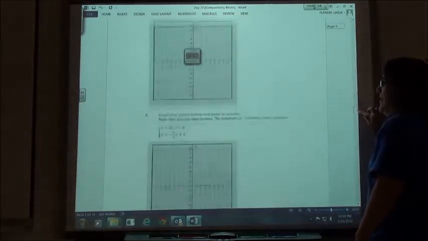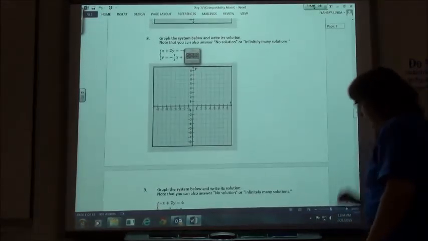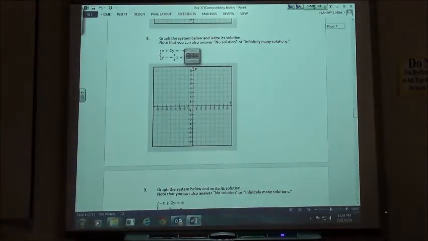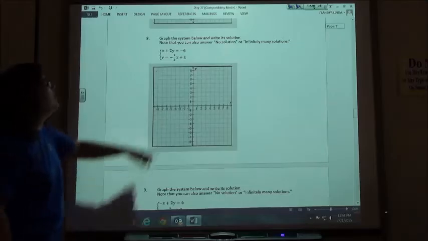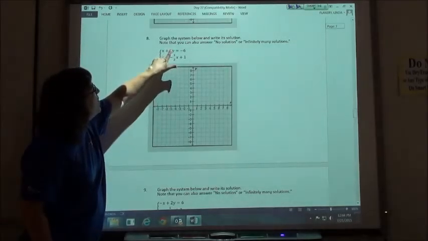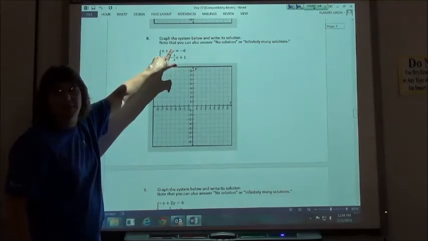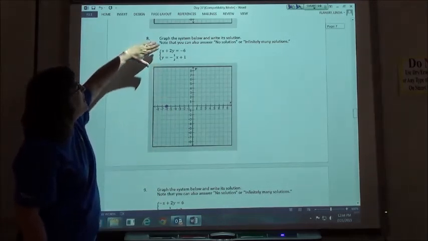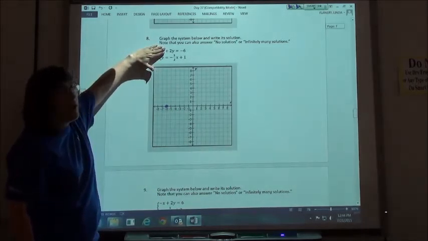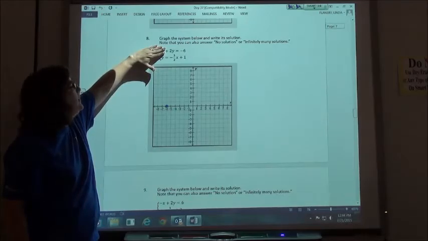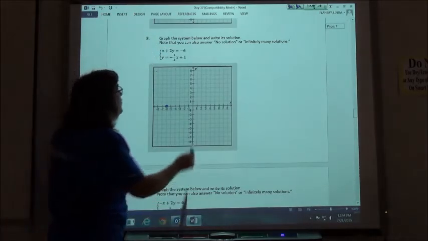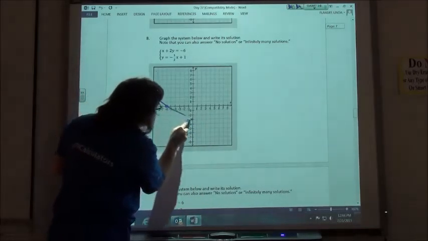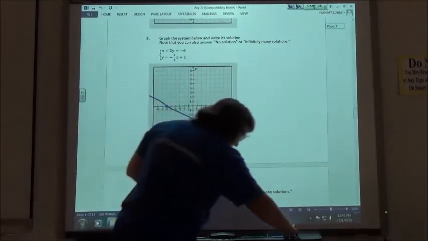Number 8. Then we have x plus 2y equals -6. So if we find our x-intercept, putting 0 in for y, x equals -6. And if I find my y-intercept, putting 0 in for x, y is going to equal -3. -6 over 2 is -3. So again, try to draw your line straight. Mine's not very good.